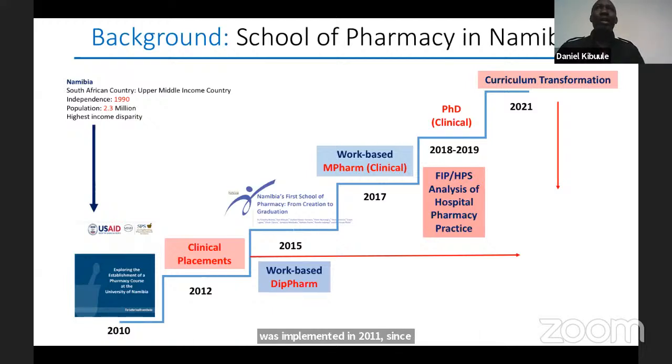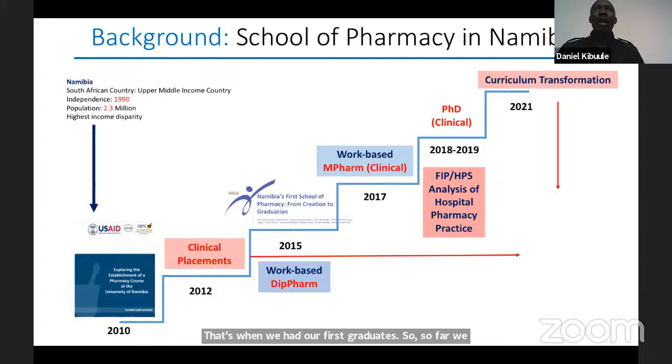Since then, this curriculum is heavy on what we call placements or clinical rotations. So in 2012, that's when we started to implement clinical as well as hospital rotations for our students. In 2015, that's when we had our first graduates. So far we have graduated around 5.